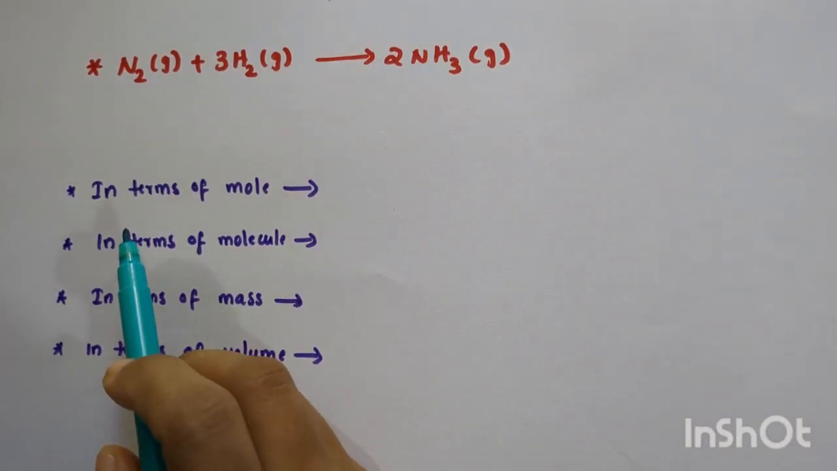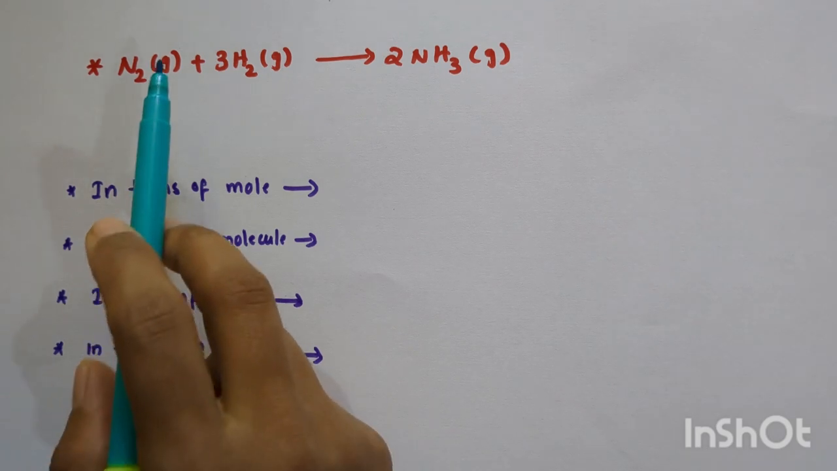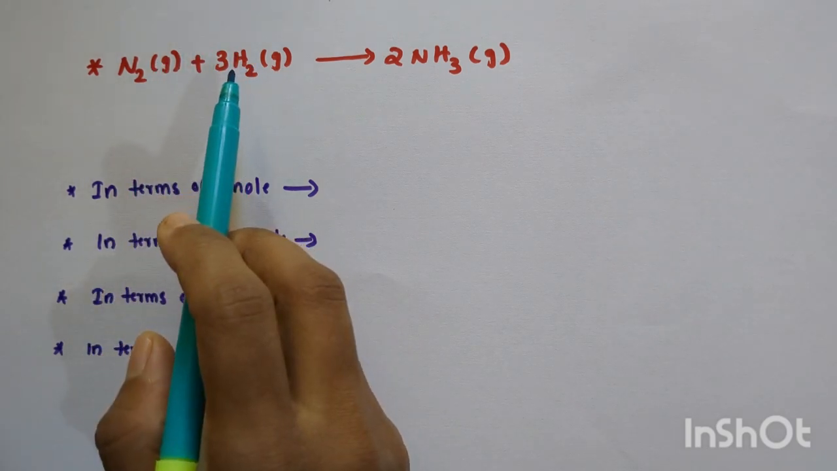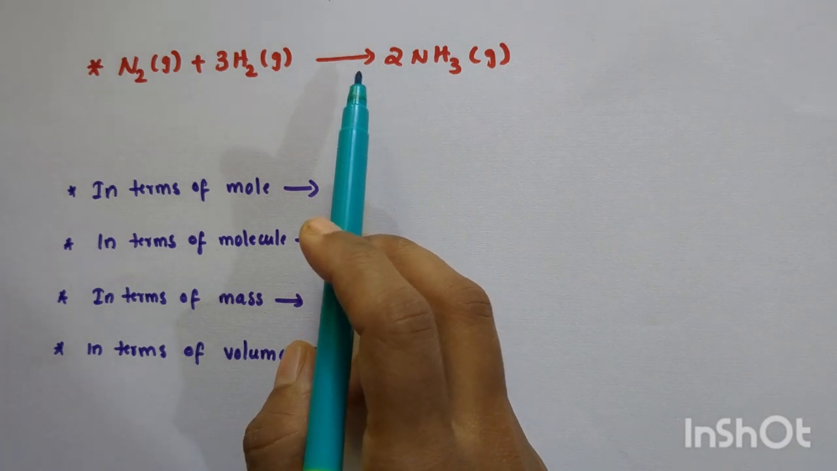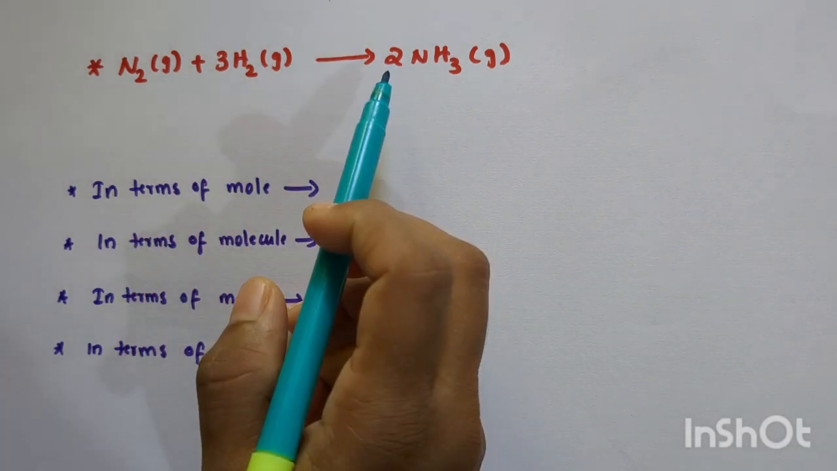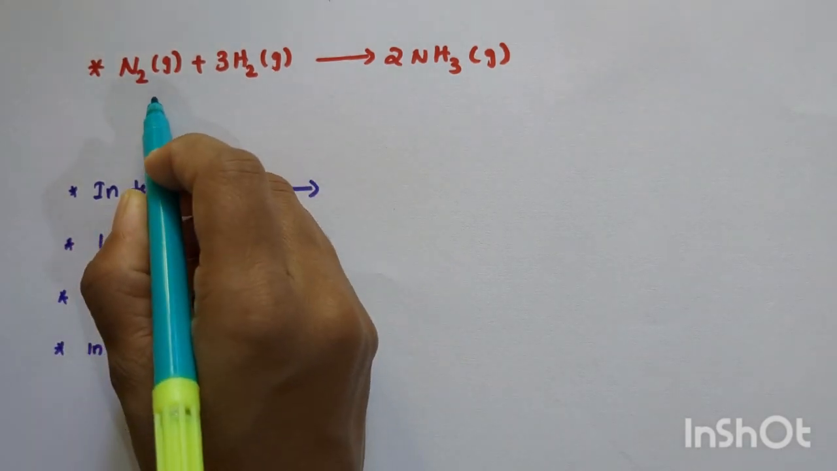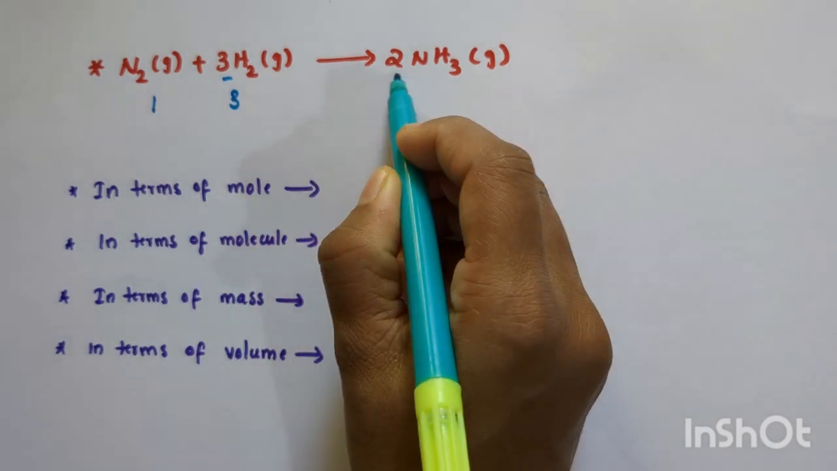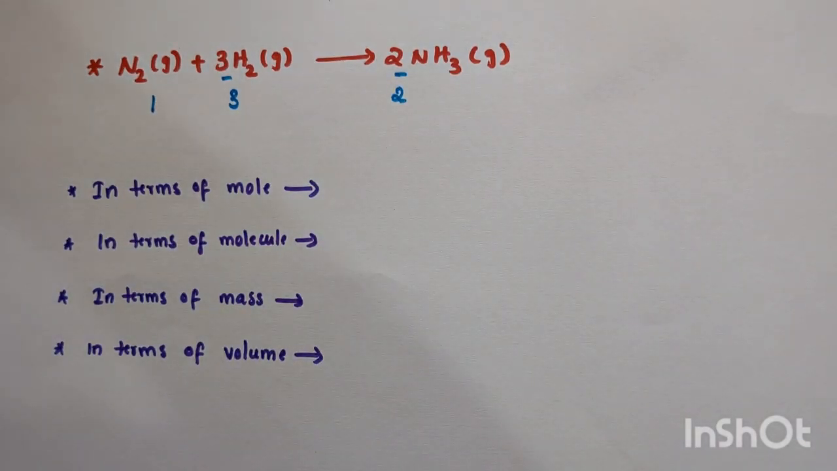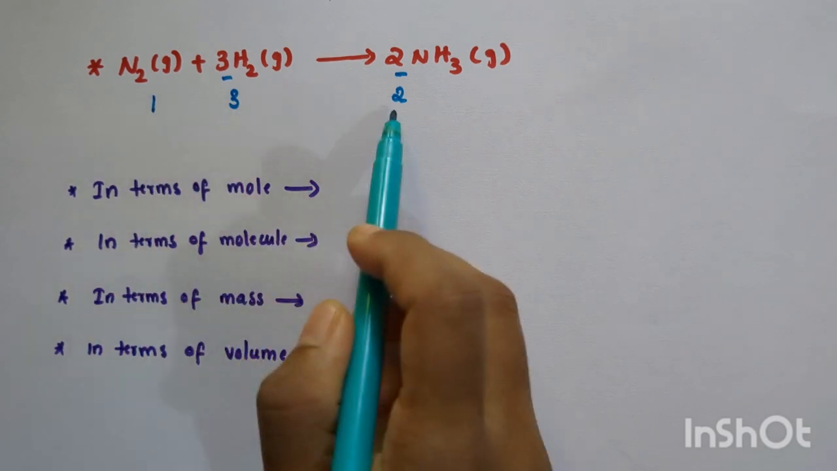Now, let us consider another equation. Here we are considering a reaction of nitrogen and hydrogen to form ammonia. The coefficients of reactants and products are called stoichiometric coefficients. The coefficient of nitrogen is 1, for hydrogen it is 3, and for ammonia it is 2. So here the stoichiometric coefficients are 1, 3, 2.